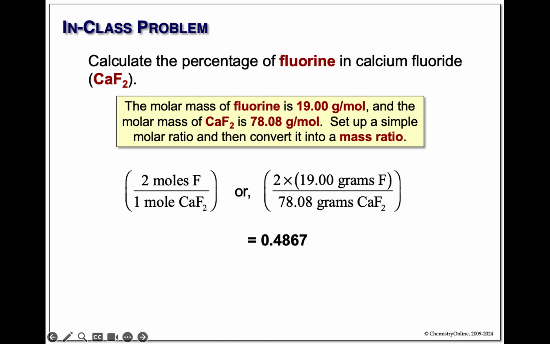To make this a percentage, you simply multiply that by 100. 48.67%. Calcium fluoride is roughly 48-49% fluorine by mass. Let's do another one.